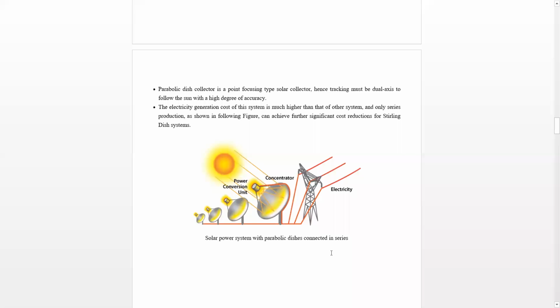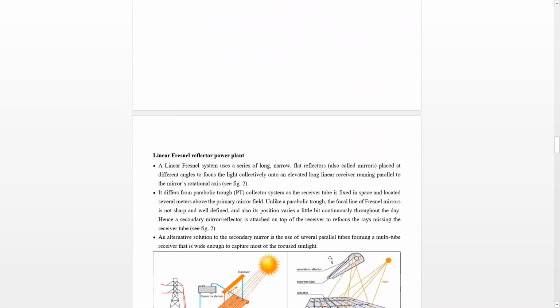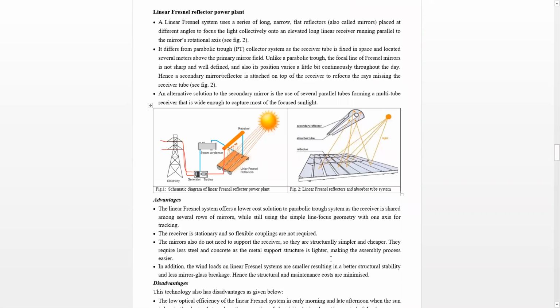Now the next, third type of solar power system is the linear Fresnel reflector power plant. So here in this figure you can see the schematic diagram of the linear Fresnel reflector power plant. So this is the energy collection and harvesting field. This field you can see in figure 2, right? So let me read out the first bullet point first.